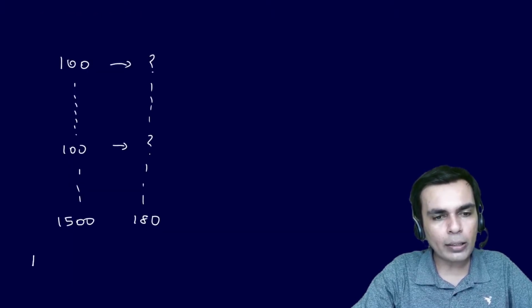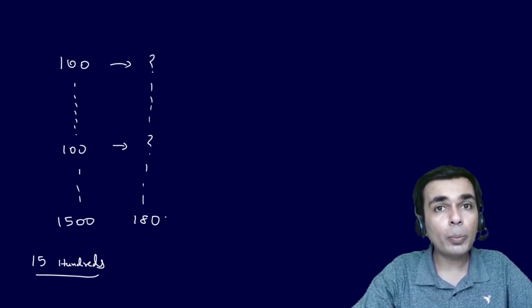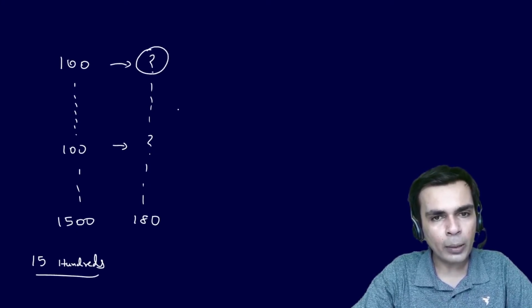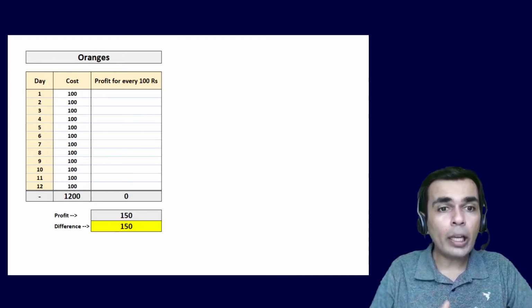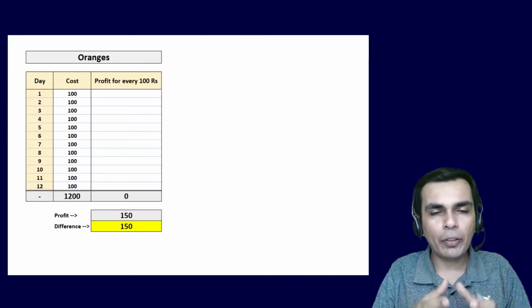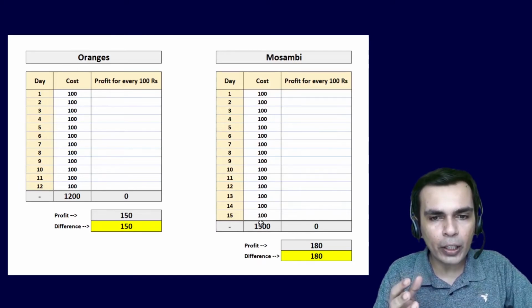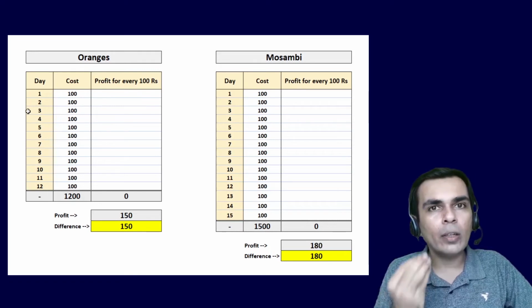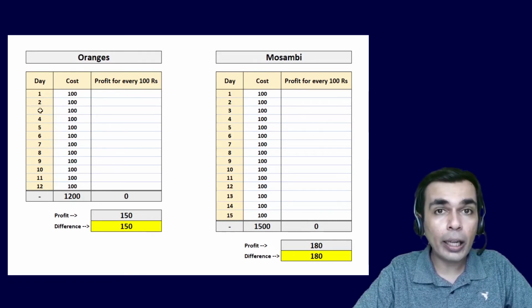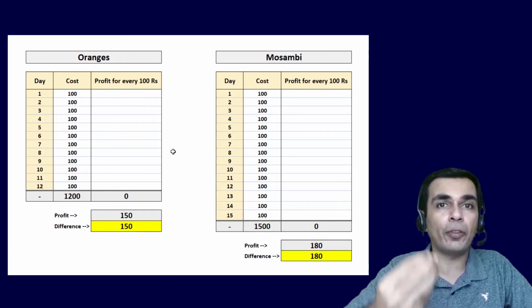So I know that 1500 has 15 hundreds. Therefore, profit will also be 15 times. Whatever the profit here is, 15 times of that should be 180. So let's take a look. At 1200 rupees, I have 150 of profit. And for the Mosambi, for 1500 rupees, 180 is the profit. I want to find out for every 100 what the profit is, to compare. So here 12 hundreds make up 1200 and here 15 hundreds make up 1500.